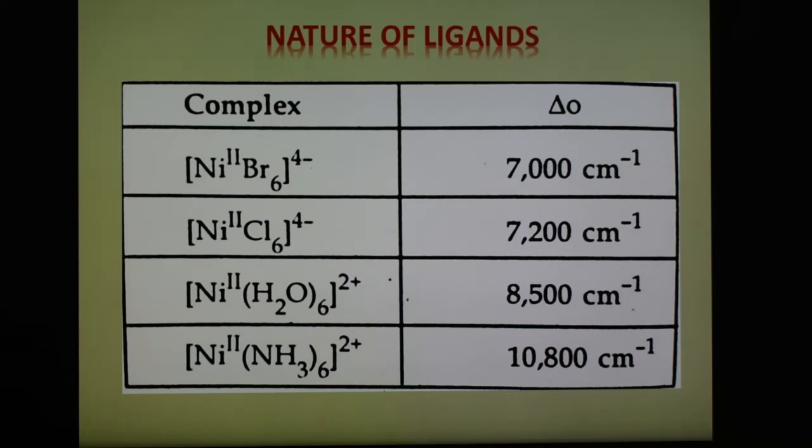The magnitude of delta O changes from stronger to weaker ligand. Stronger ligands are those which exert a strong field on the central metal ion and hence have higher splitting power, while weak ligands are those which exert a weaker field on the central metal cation and have relatively lower splitting power. A stronger ligand, for example CN-, gives a larger value of delta O, and a weaker ligand, for example F-, gives a smaller value of delta O. This table also clearly shows that as the strength of the ligand increases, the value of delta O also increases. So the delta O value depends upon the nature of the ligand.